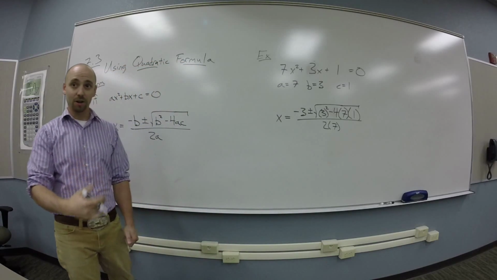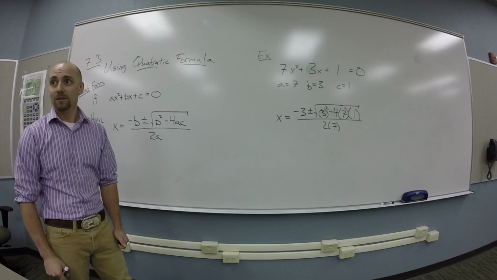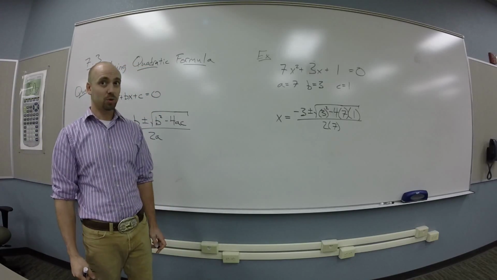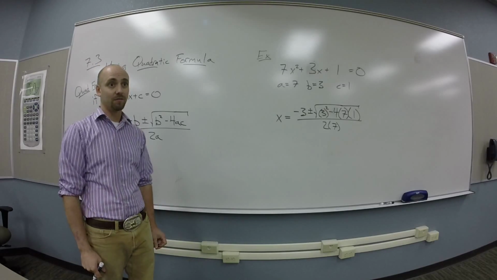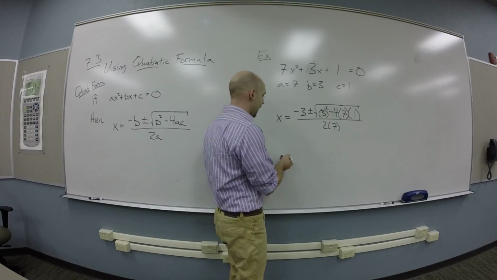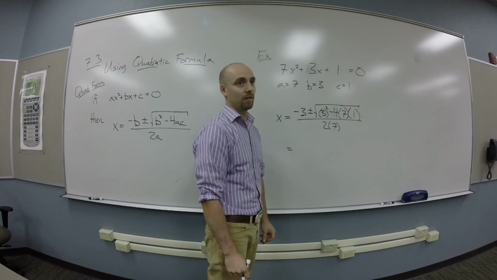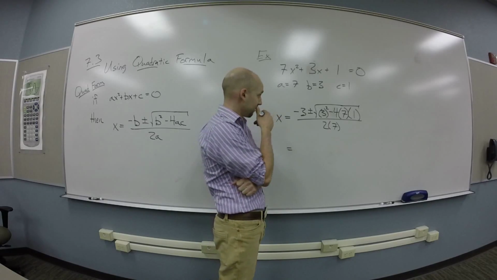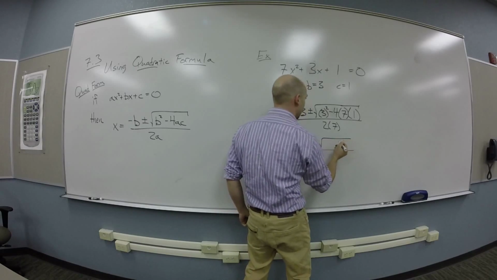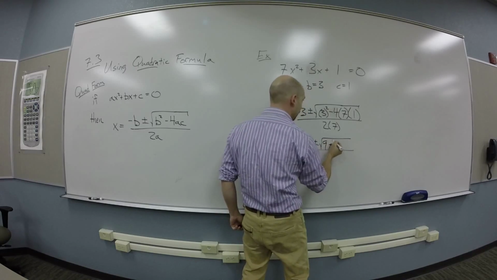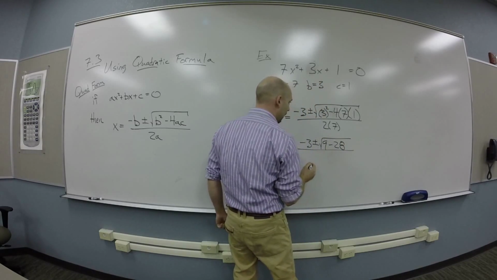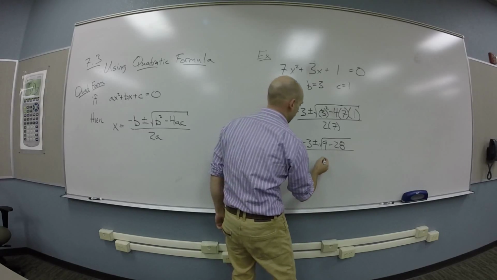This is going to highlight another thing that can happen. So let's see. The price I paid for not completing the square was that I now have to simplify some stuff, right? So what stuff do I aim at? What stuff's easy to simplify? The 3 squared. Okay. So I've got negative 3 plus or minus the square root of 9 minus 28, divided by 14.